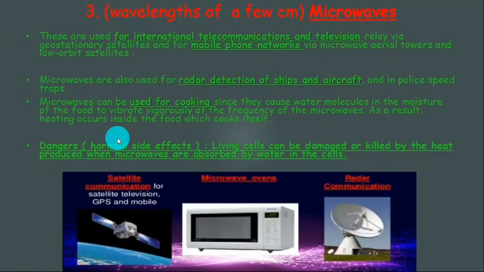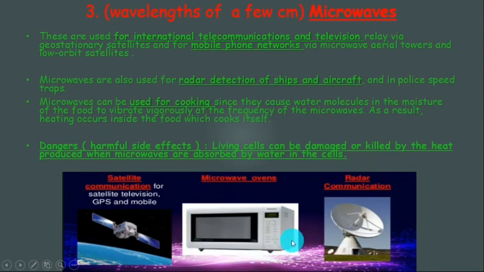The last type, which is wavelengths of a few centimeters, we said these, what are they? Microwaves. It's one type of what? Electromagnetic spectrum. These are used for international telecommunications and television, and we use them also for mobile phone networks. Microwaves are also used for radar detection of ships and aircraft and in police speed traps. And also microwaves can be used for cooking. Here, like this one, microwave ovens.